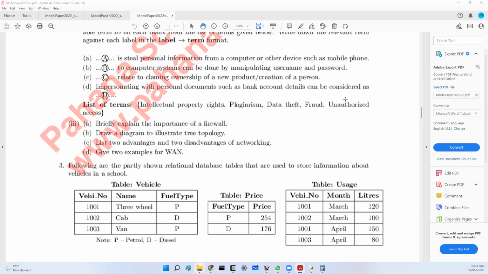Good. Two examples for wide area networks. Internet. Yes, internet is the best example. Another example. For example, if you take a banking network system in a country like BOC, what is it? Is it a LAN or is it a MAN or is it a WAN?